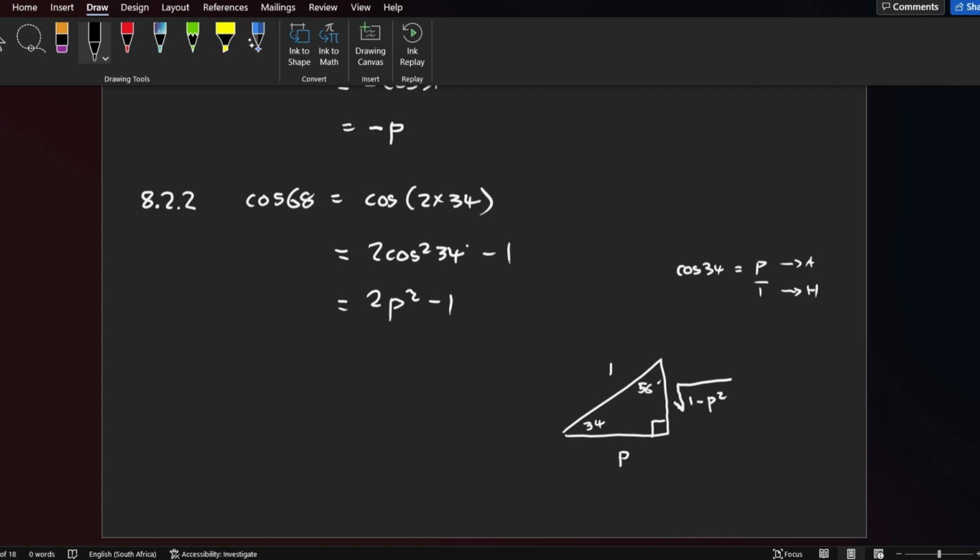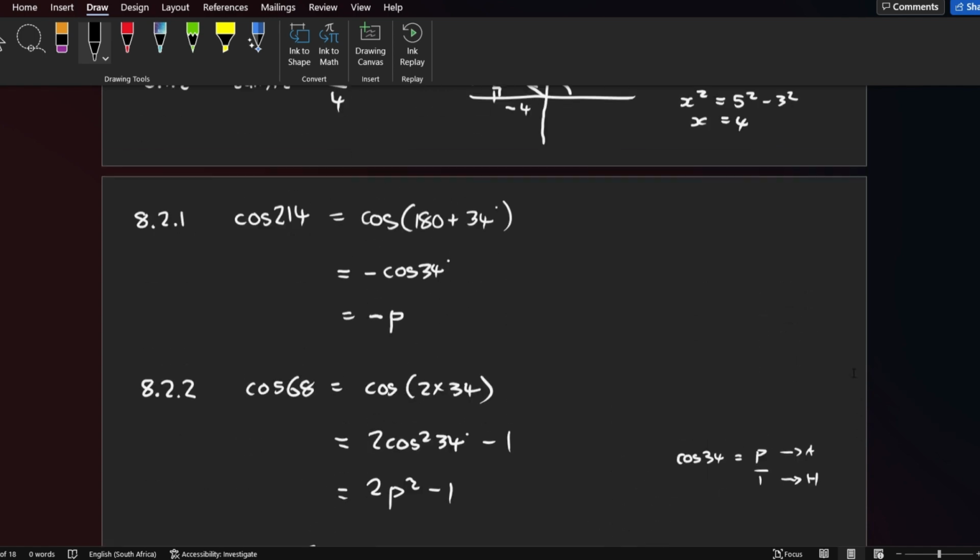Okay, so now we have all our sides filled in. So now if we want to determine tan of 56, it's quite straightforward. We simply need the opposite in relation to the angle 56 over the adjacent. Our opposite is the side which equals p, and our adjacent side is the square root of 1 minus p squared. Our expression is in terms of p, so that will be our final answer.